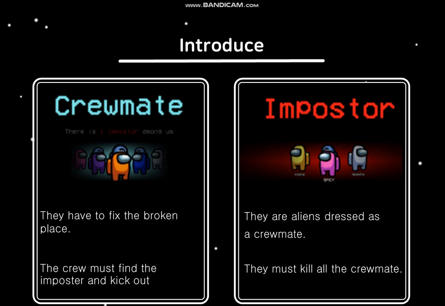Before we solve the problem, I'm going to introduce some information about Among Us. There are crewmates and imposters. The crewmates must find the imposter and kick them out, because the imposters are aliens dressed as crewmates, and they can kill all the crewmates. So now let's start.